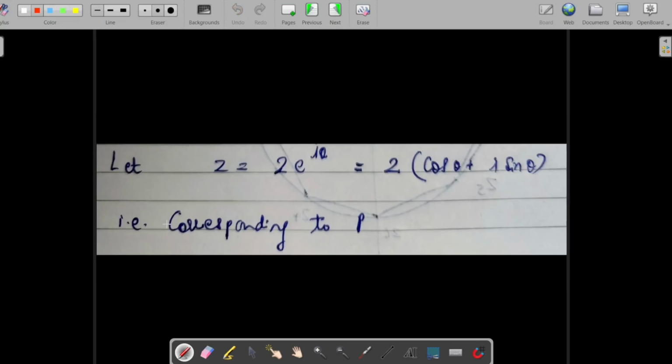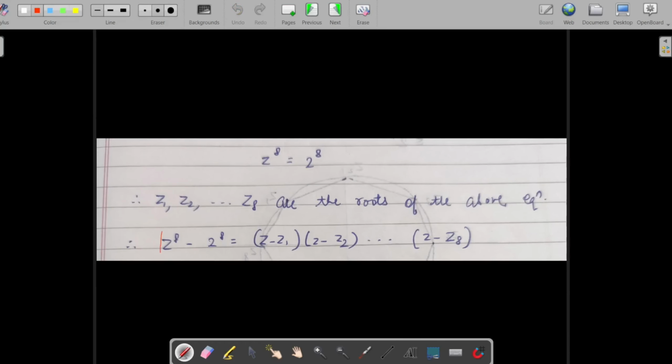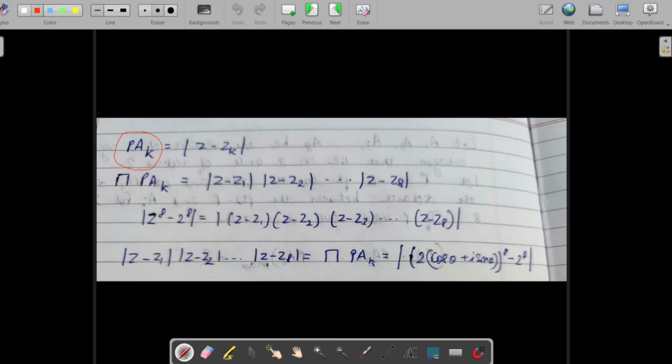Now here we can directly use this because if you take mod both side, then also this relation would hold true, right? So we have just done that. So what we will get is, open the mod for each individual bracket. So mod of Z minus Z1, mod of Z minus Z2, we have opened it for each individual bracket. This is nothing but this product of all of them. Basically, I have just shifted this here and this here. So that's the same thing. We have just substituted 2 into cos theta plus i sin theta here.